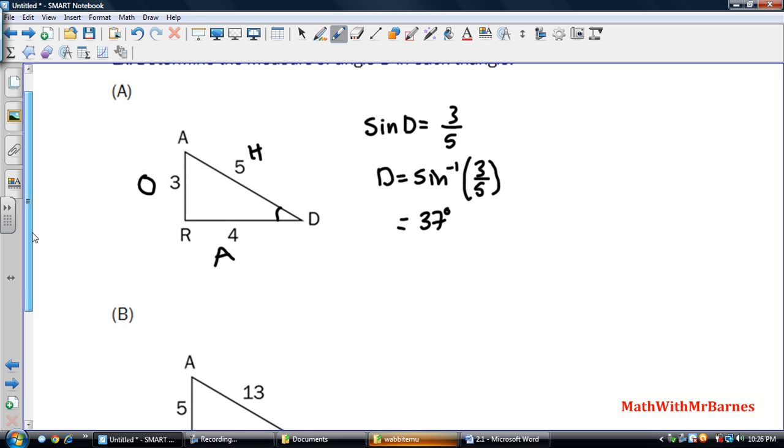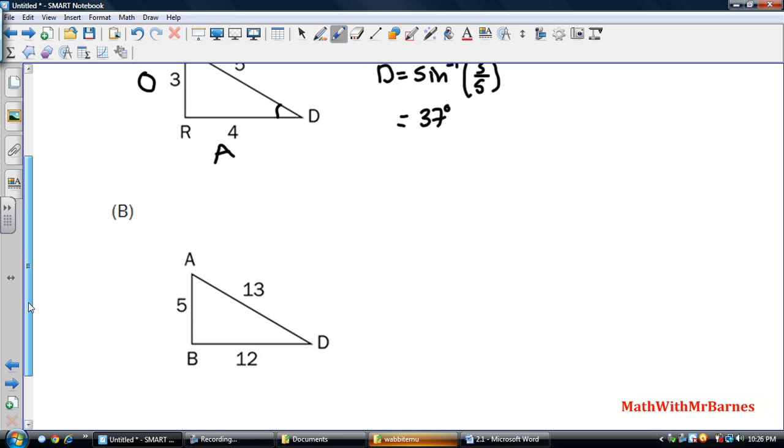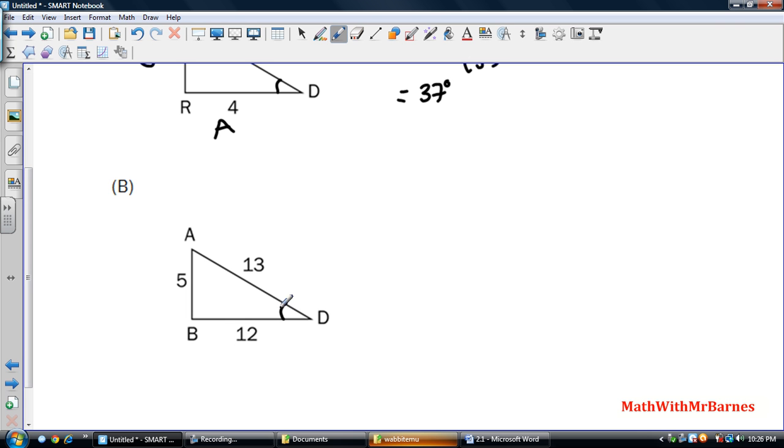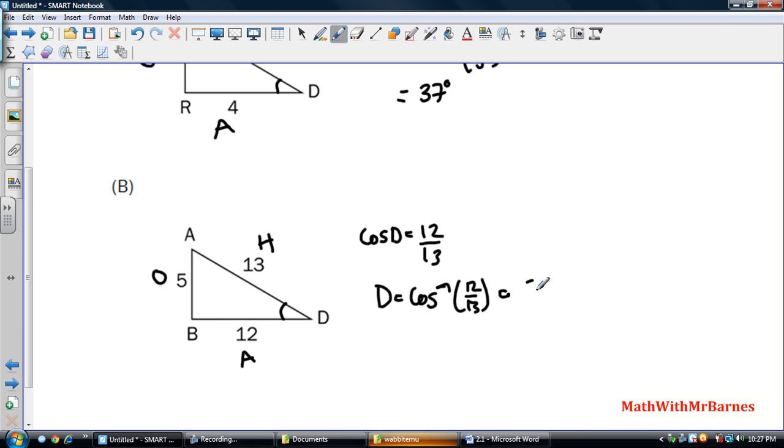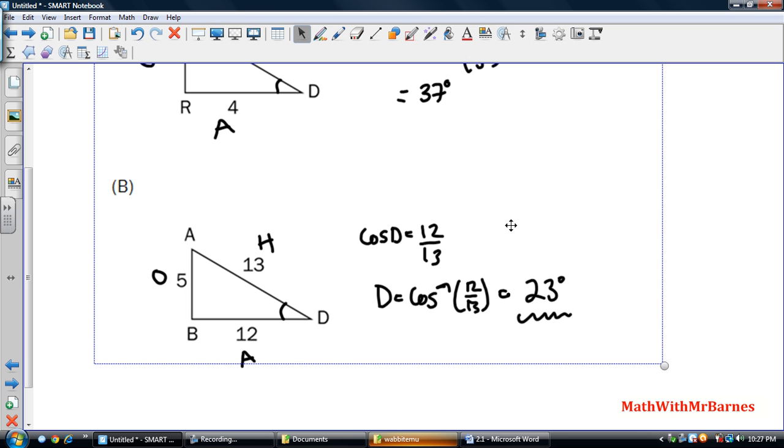Alright, so I'm going to use cos for this next one. I'm going from angle D again. Angle D is down here. So I'll do cos. This is the hypotenuse, this is the opposite, this is the adjacent side. Adjacent over hypotenuse is cos. So cos of D is equal to 12 over 13. And that gives me D is equal to cos -1 of 12 over 13. And then we just go ahead, cos -1, 12 over 13, in brackets, and that gives me 23 degrees. Alright guys, I hope this helps you some way, somehow, to be able to solve this thing.